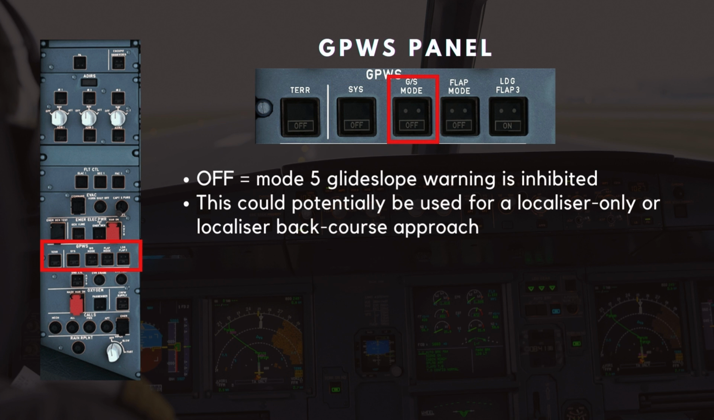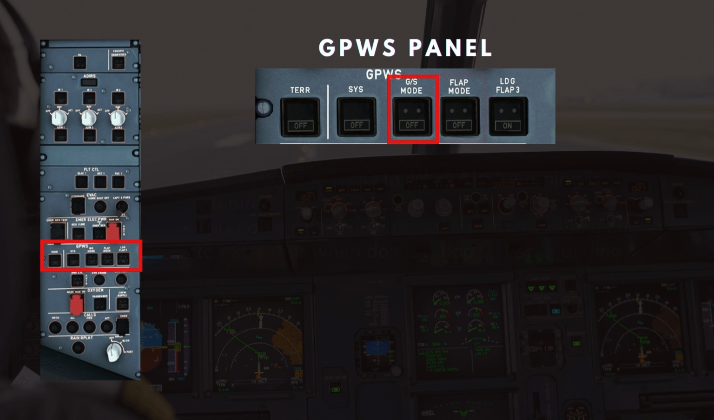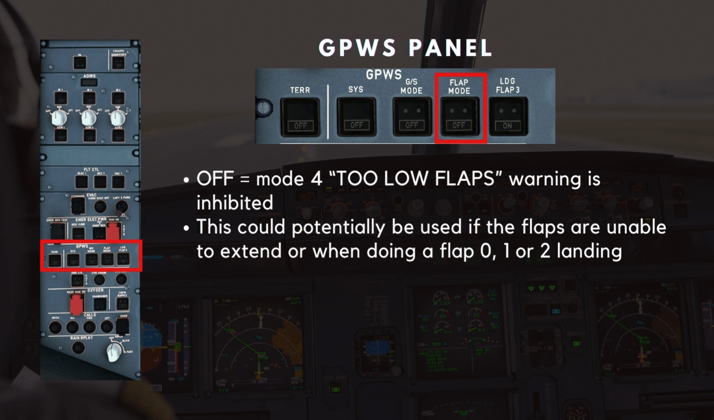When the glide slope mode push button is set to off, the mode 5 glide slope warning is inhibited. This could potentially be used for a localizer-only or localizer backcourse approach. When the flap mode push button is set to off, the mode 4 too low flaps warning is inhibited. This could potentially be used if the flaps are unable to extend or when doing a flap 0, 1, or 2 landing.